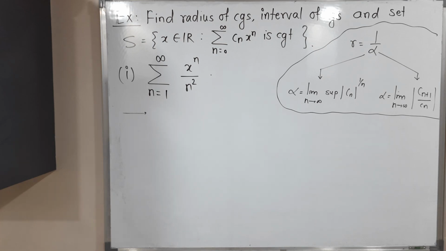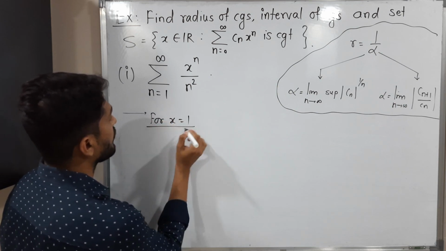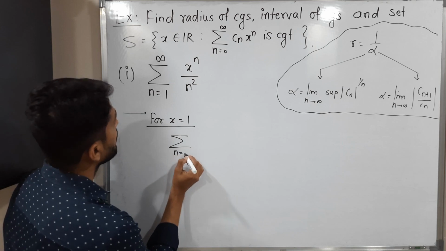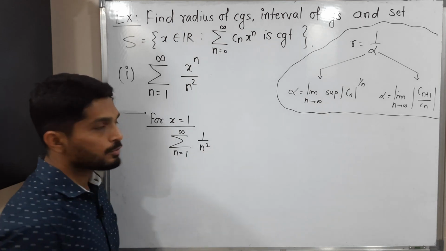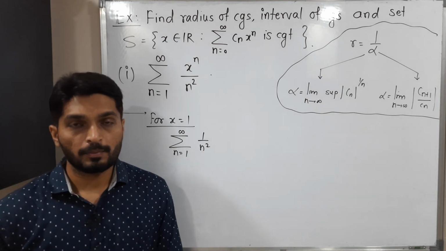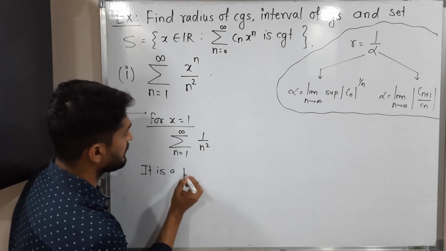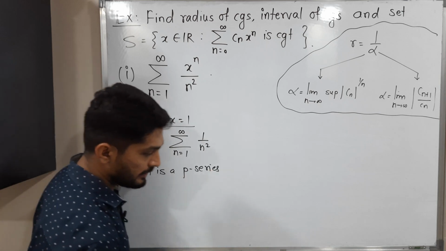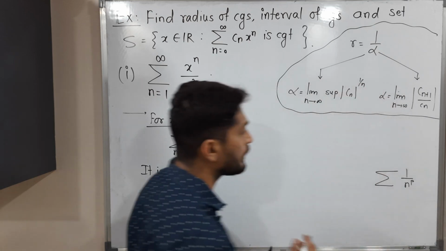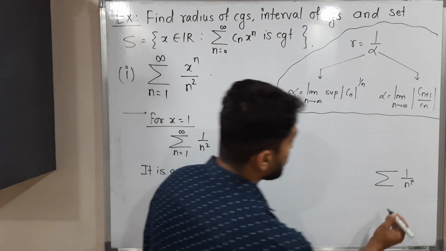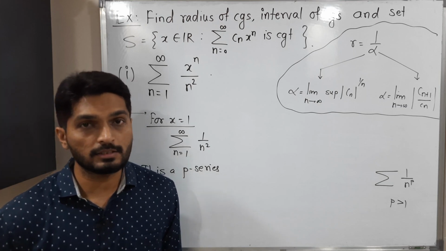Let us discuss for x equal to 1. The power series will be the sum with n running from 1 to infinity; putting x equal to 1, 1 raised to n is 1, so we get 1 by n square. So for x equal to 1, we get a power series like this. It is a p series. Let me tell you what a p series is. Any series in the form 1 by n raised to p we call a p series. If p is greater than 1, the series is convergent, and if p is less than or equal to 1, we say the series is divergent.